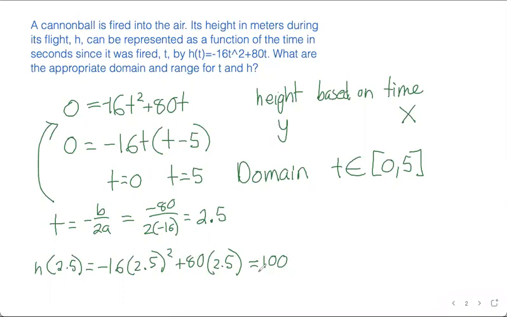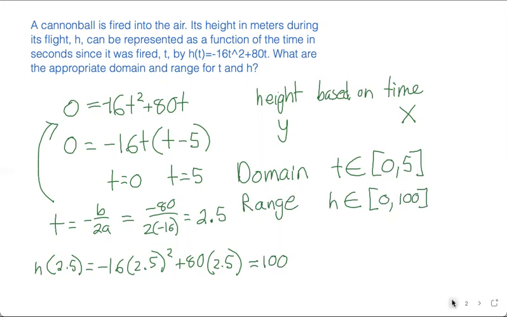Okay, this is the maximum height. So we know the minimum height is 0, the maximum height is 100. And so we can write that as our range. Now we're talking about h. So h is an element of this little set: the lowest it can be is 0, the highest it can be is 100. Because again, this equation is only valid from t equals 0 to t equals 5. And during that time, the only heights that this cannonball is at are between 0 and 100.